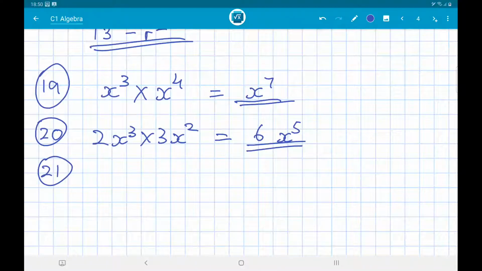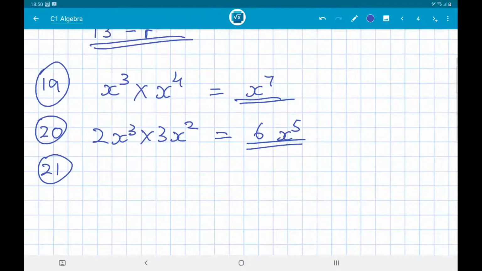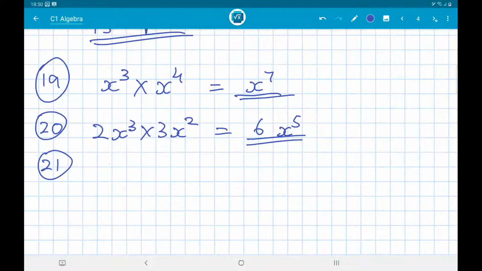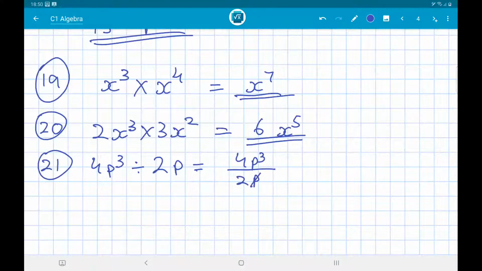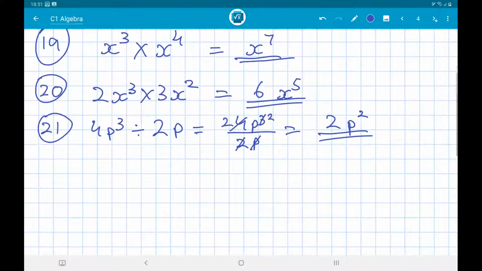21. Okay, 21. We have 4p cubed divided by 2p. Now, this can also be written in a similar manner, where you have 4p cubed divided by 2p. And you just do boom, boom, 2, boom, boom, 2. And it ends up with 2p squared. Final answer. Awesome. Lock it in.